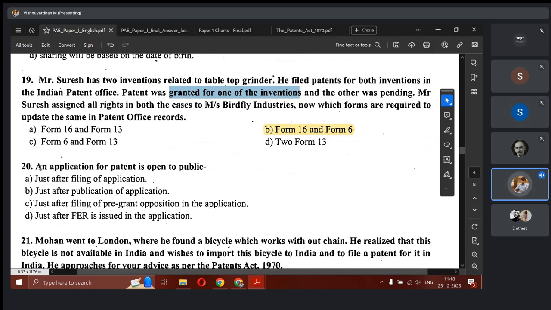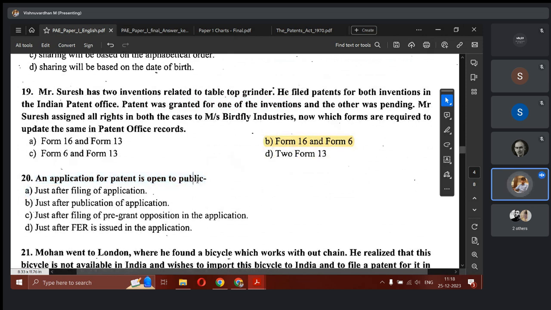Beautiful. So question number 20. An application for a patent is open to public when? Only after the publication, right? So just after the filing of the application, no, it has to be published. Just after publication of the application, answer is yes. Just after filing of the pre-grant opposition in the application, no, this is complete rubbish.